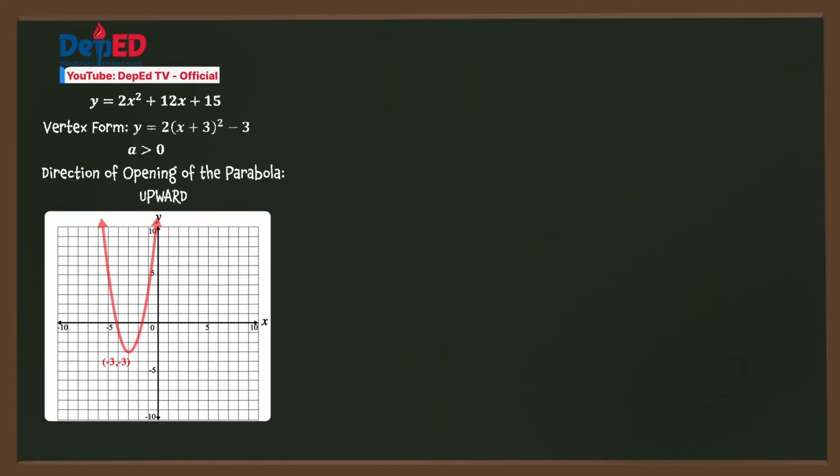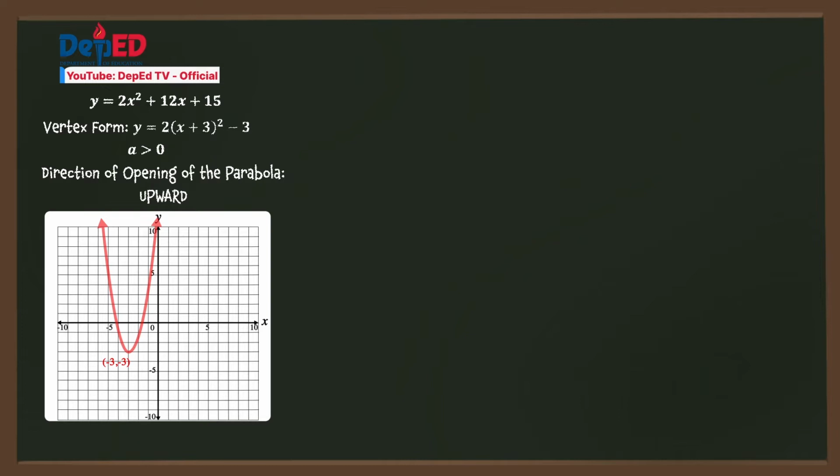Let me show you the graph of the function. The vertex of the parabola is given by the ordered pair (-3, -3). The binomial in the parenthesis, which is x plus 3, is the simplified form of x minus -3.